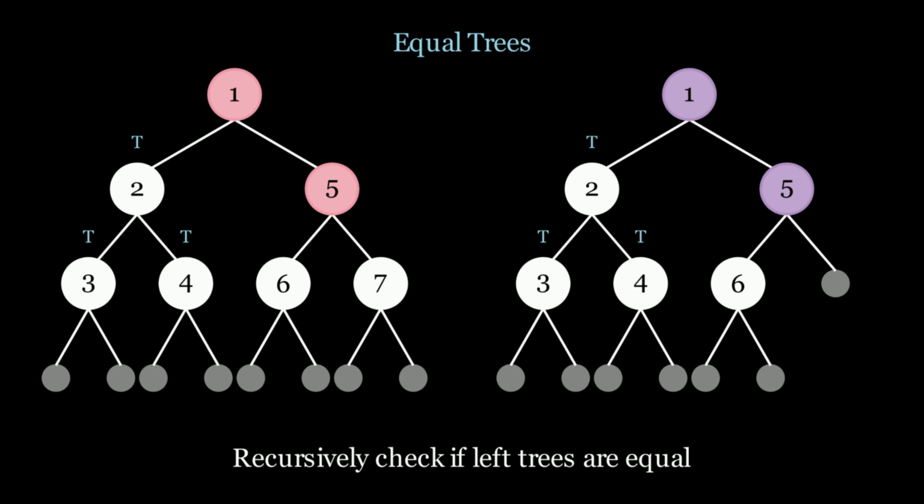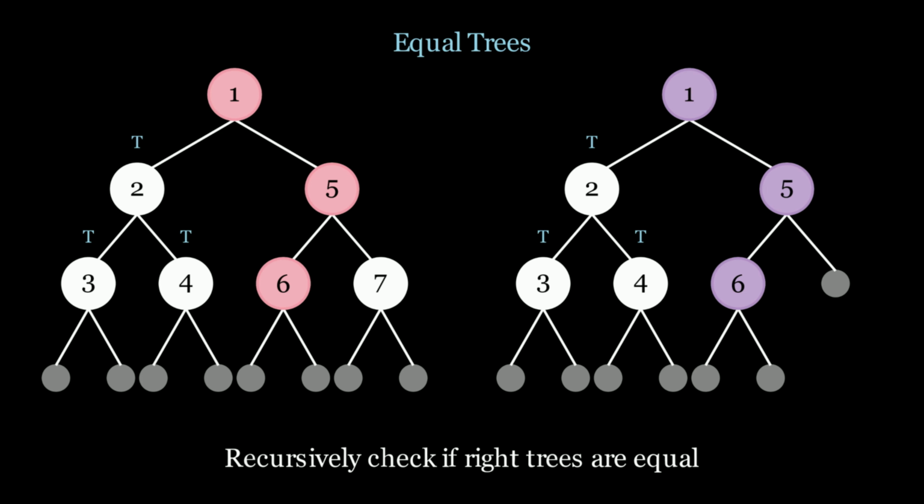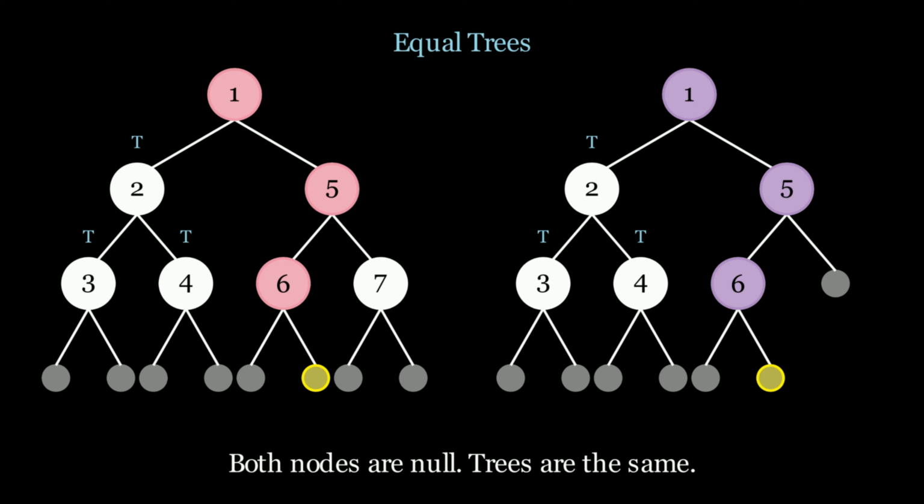Now, for 1, we recursively check the right subtree, which is 5. Once we're at 5, we check the left subtree, which is 6, and we continue the same exact process as we did on the left side. We check the nulls. In this case, they're both null, so it's true. And then we check the right side as well. They're both null, so the trees are the same. And so at node 6, it's true. The trees are equal.